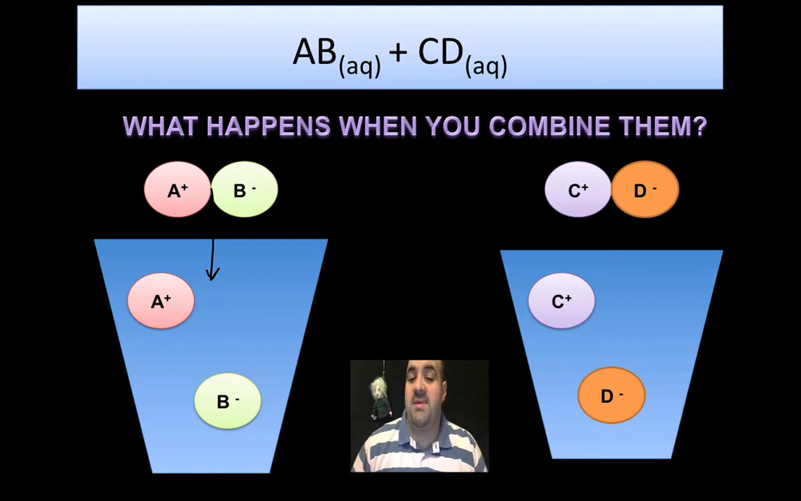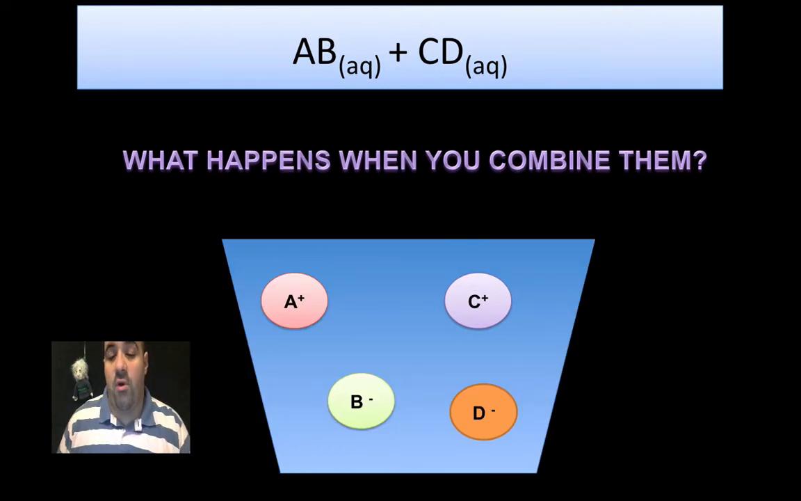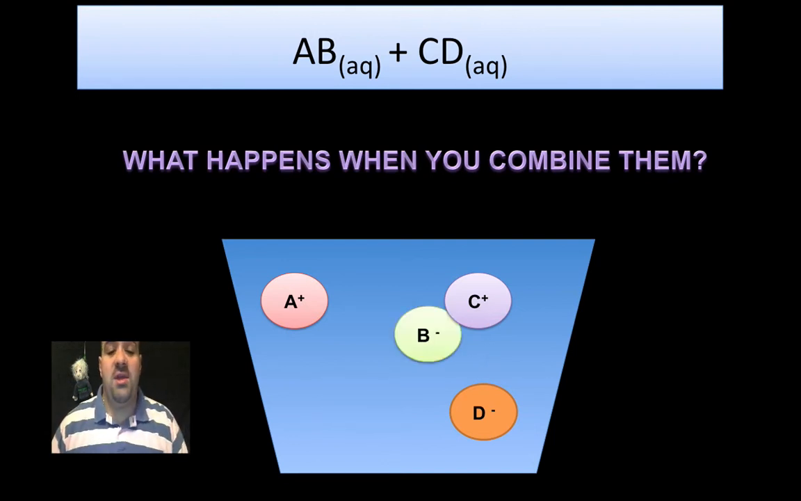So what I want to know is, what happens if we take this cup of water and this cup of water and mix them into one? What do we end up with? Well, we're going to end up with all four ions in water. We can write this as a chemical formula, AB aqueous plus CD aqueous. We mixed cup AB with cup CD. Water was strong enough to pull apart A and B, and it was strong enough to pull apart C and D. Occasionally, when you mix two aqueous solutions together, sometimes they will join together.